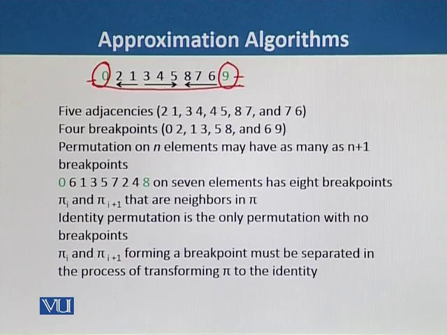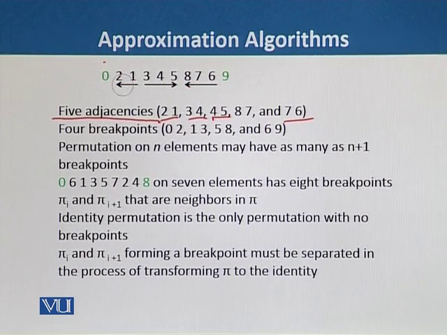So in this example we can see it has 5 adjacencies. Number 1 is 2, 1, then 3, 4, then 4, 5, 8, 7, and 7, 6. So these all are the consecutive numbers, either in descending or ascending order. And we also have 4 breakpoints. Breakpoints means those that are not in consecutive order: 0, 2, 1, 3, 5, 8, and 6, 9.